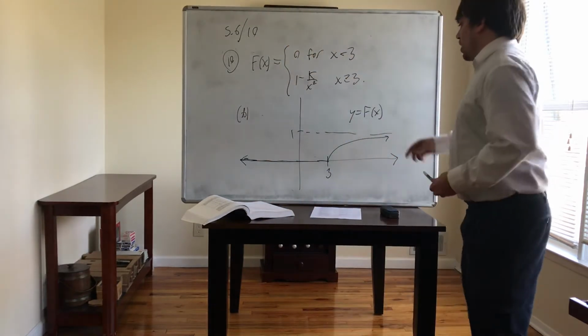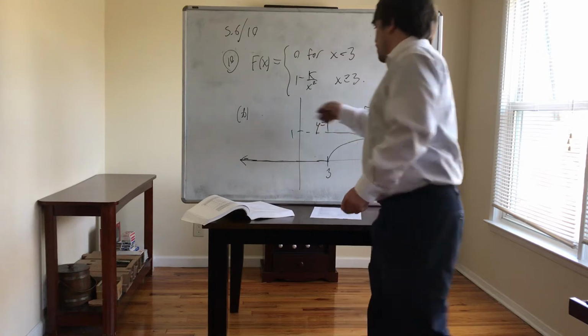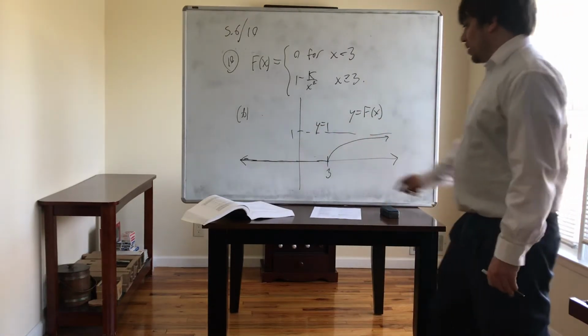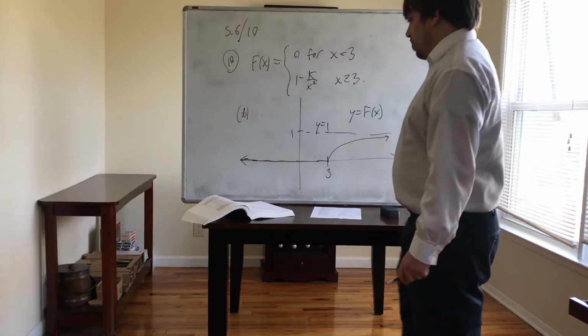Okay, the asymptote will be y equals 1. So as x approaches infinity, it's going to approach the y value of 1. It's going to start here and move there. So that's B.